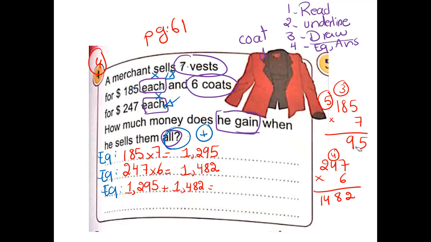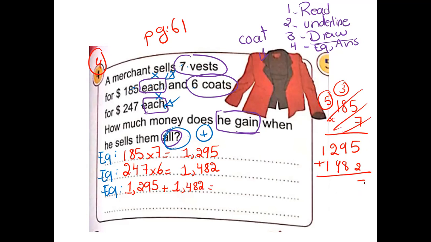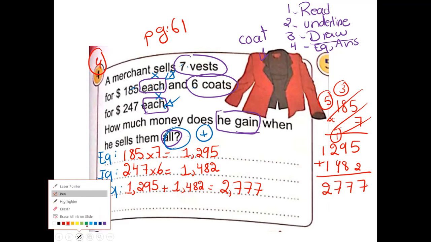I will erase here. So let's add 1,295. Arrange them starting from the right side. Okay, let's add. 5 plus 2, 7. 9 plus 8, 17. 3 plus 4, 7, and then 2. So 2,777. Now let's write the answer.